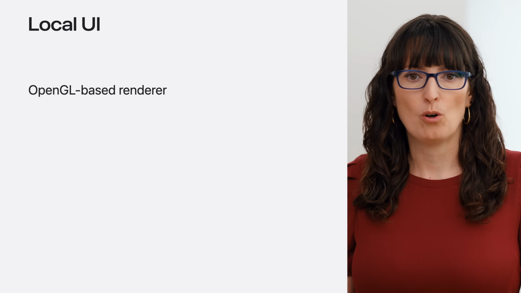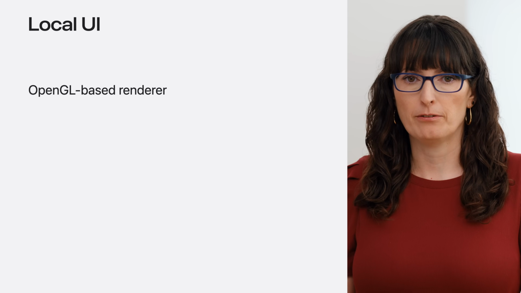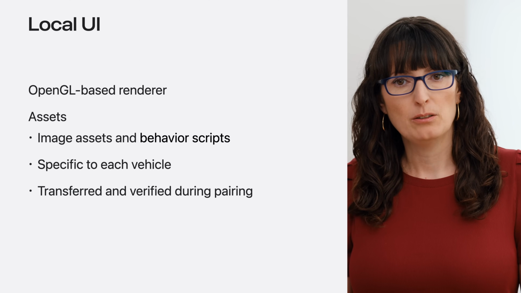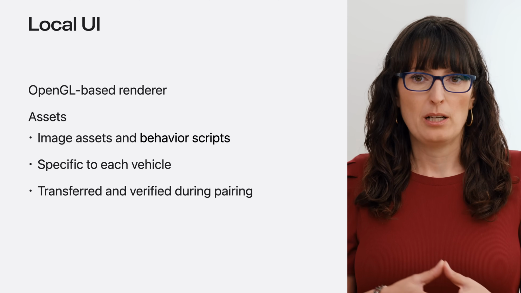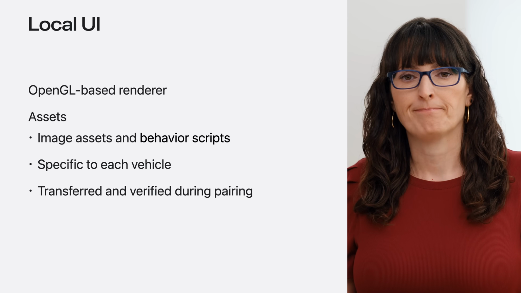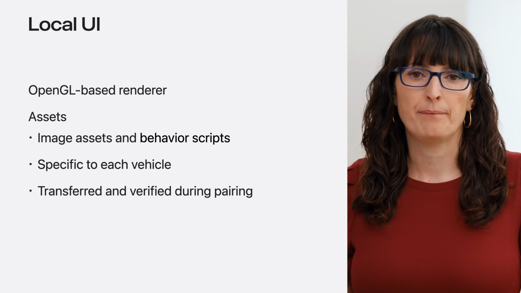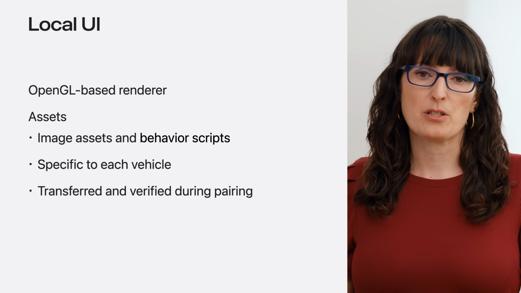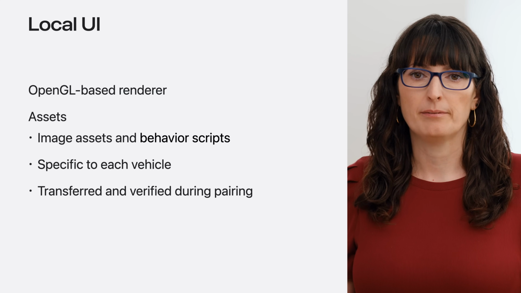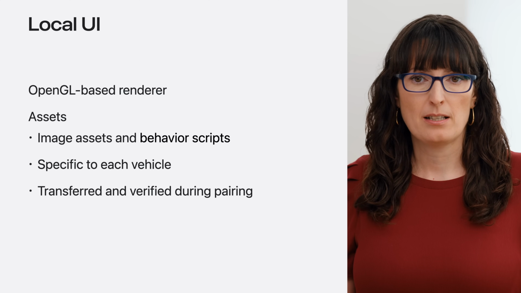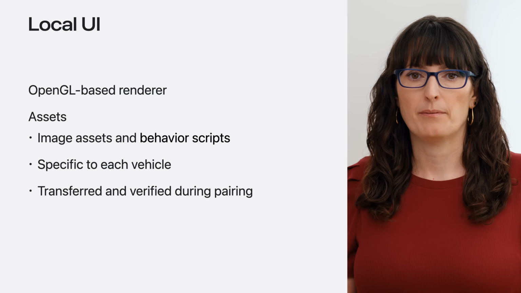It starts with an OpenGL-based renderer that enables rendering on the vehicle itself. We augment it with an asset package, which includes images as well as behavior scripts. These scripts implement logic to help generate the UI. Asset packages are specific for each vehicle and are transferred from iPhone during pairing. Before using any new asset package, your vehicle verifies its authenticity.